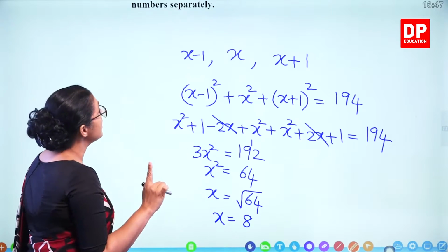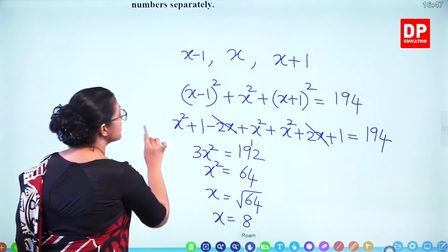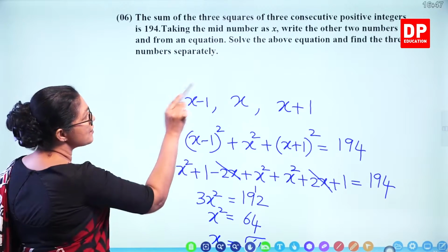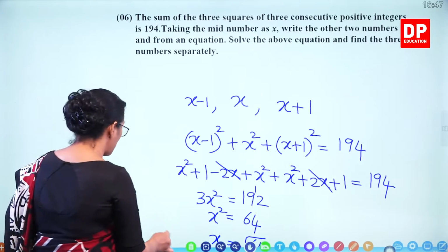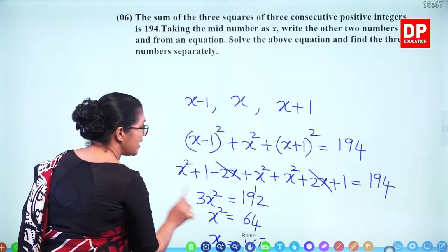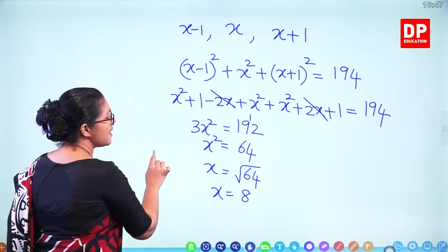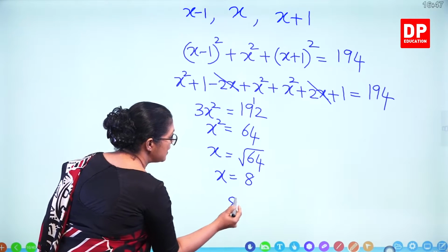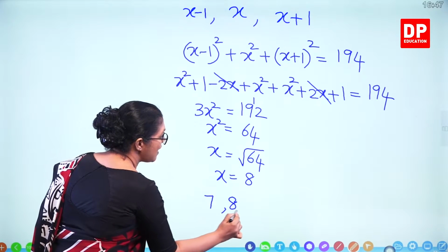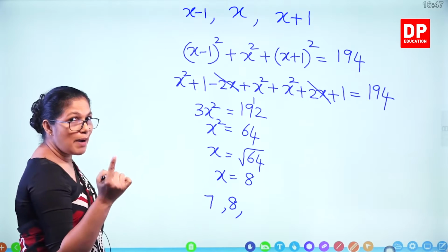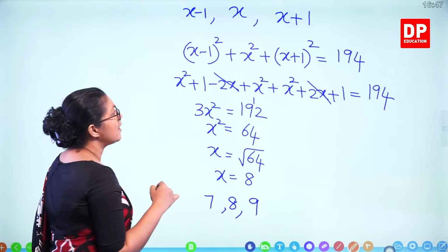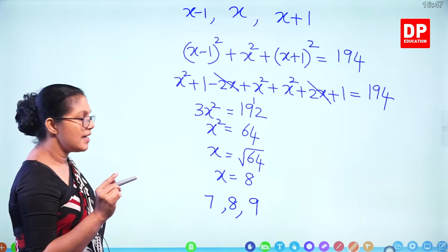Here we are taking positive numbers. Positive integers are there. So you can't take negative 8. So if x is 8, what are the 3 numbers? 8 is in the middle. Previous number is 7. That's 8 minus 1. After 8, that's 9. So these are the 3 consecutive numbers.